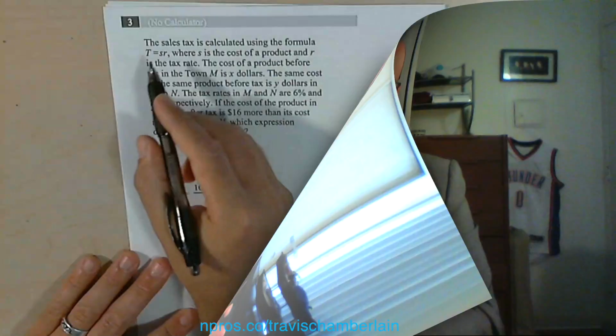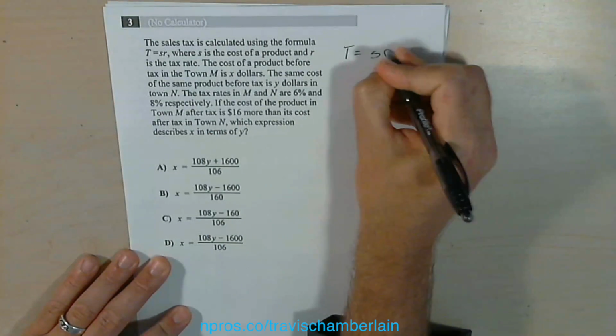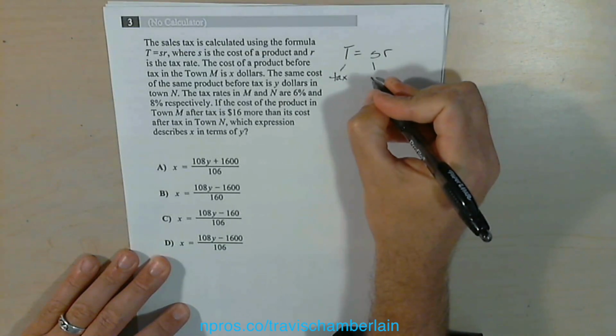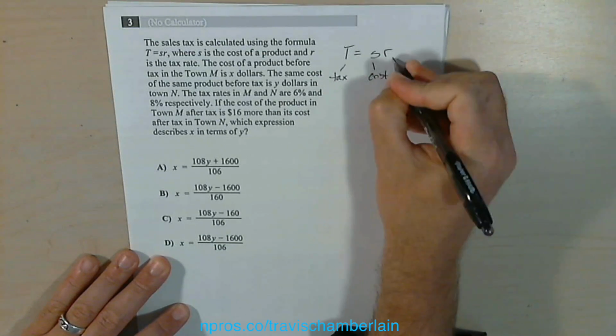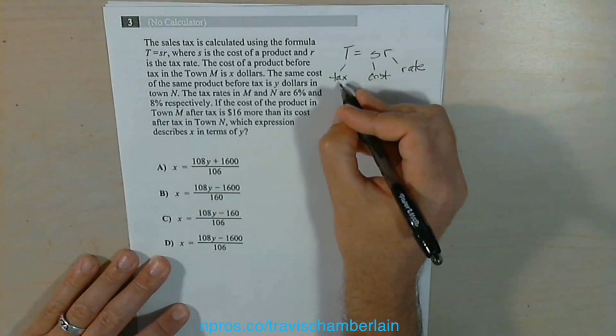I'd like to demonstrate a problem for you. It's an SAT problem. It's got a lot of words and it uses percents, and it's a pretty difficult algebra problem. The sales tax is calculated using the formula T equals SR. Always write down your formula, always label it. T is the tax, S is the cost, and R is the rate. T is the tax included in the cost.